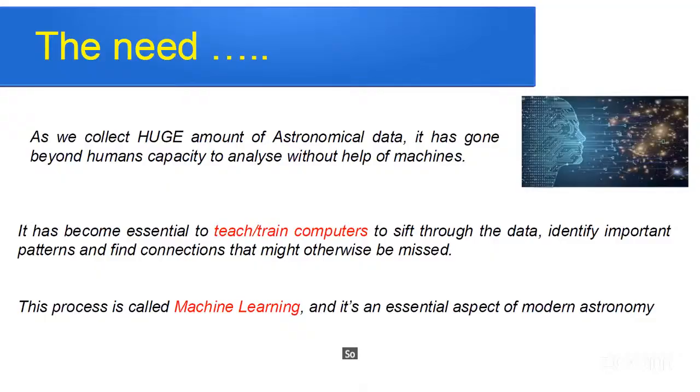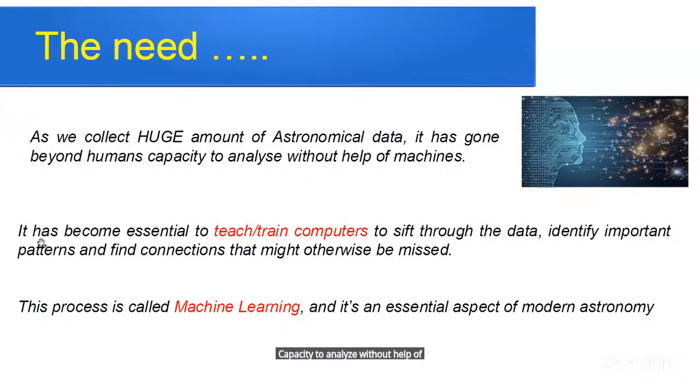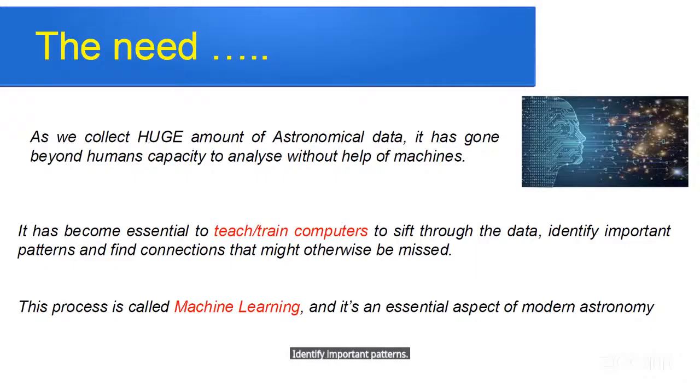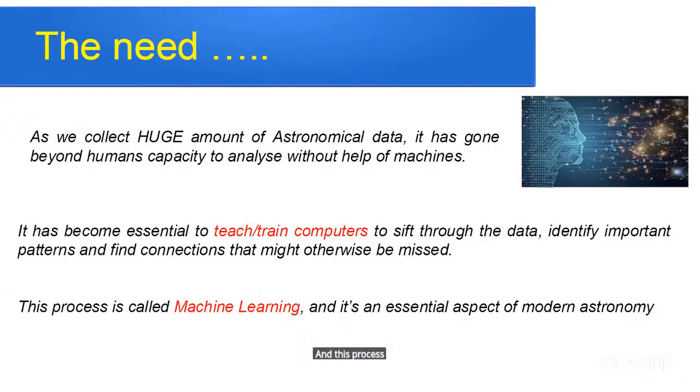As we collect huge amounts of astronomical data, it has gone beyond human capacity to analyze without the help of machines, and it has become essential to teach or train computers to sift through the data, identify important patterns, and find connections that might otherwise be missed by the human mind. This process is called machine learning.